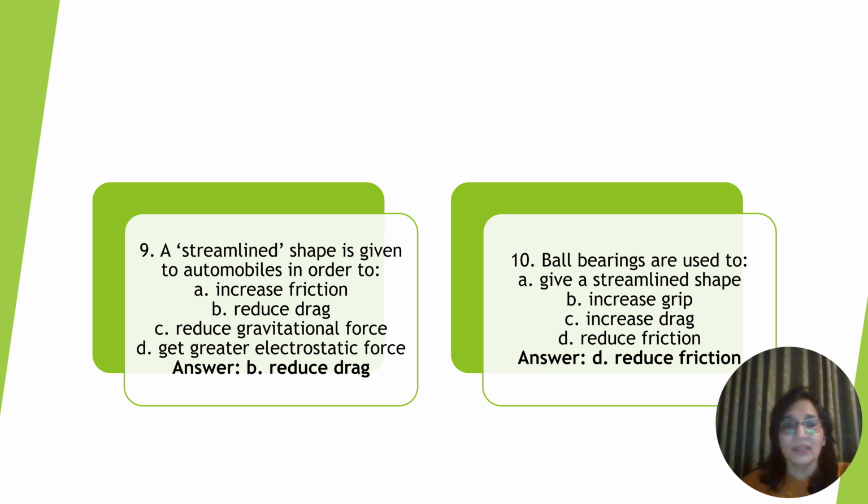Question number 9. A streamlined shape is given to automobiles in order to. Options are increase friction, reduce drag, reduce gravitational force, or get greater electrostatic force. And the answer is B, that is reduce drag. Question number 10. Ball bearings are used to give a streamlined shape, increase grip, increase drag, or reduce friction. And the answer is D, that is reduce friction.